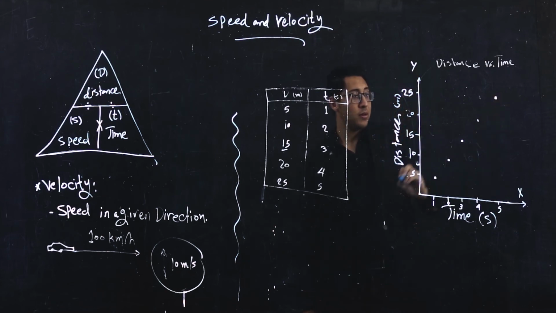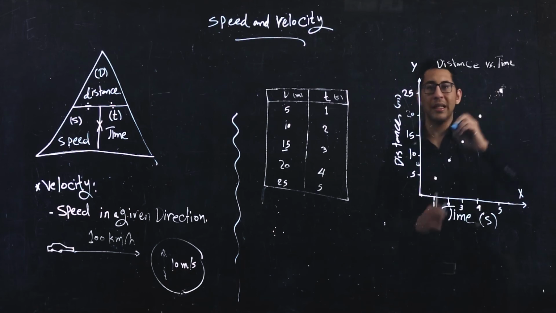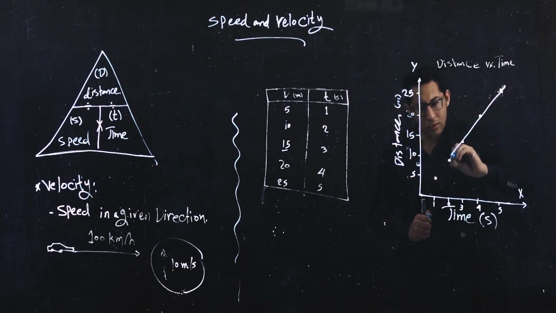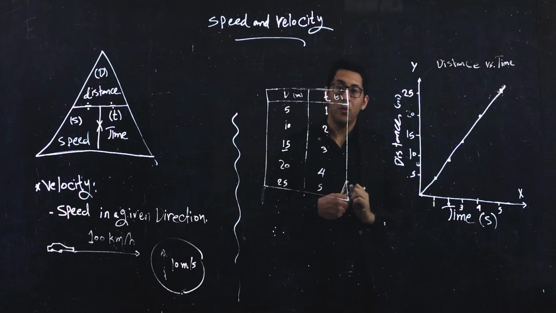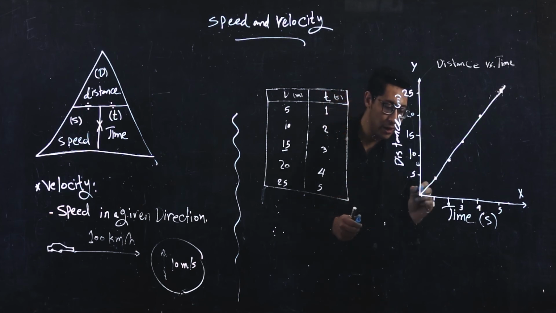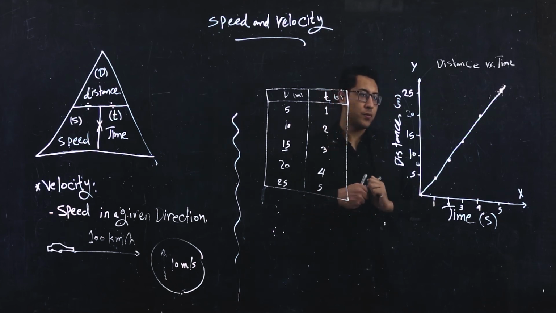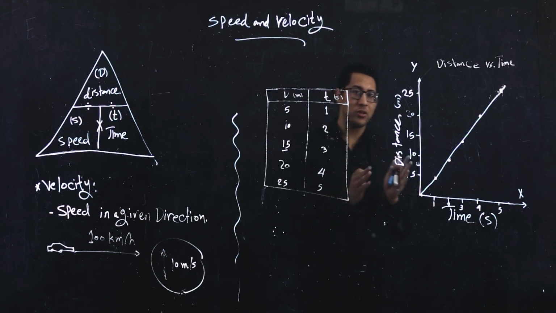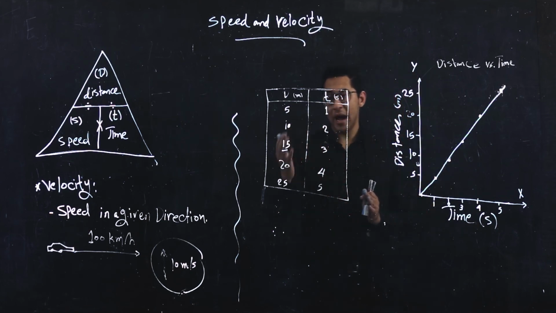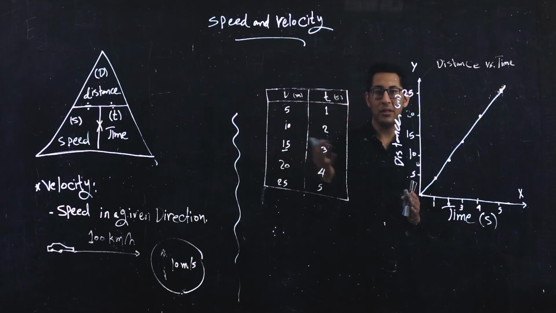So now we have the points. Let's connect these points together. Now we have a straight line passing through the origin point. Okay? So now we want to calculate the speed of the object. We graphed the distance versus time, the information that we have in the table.